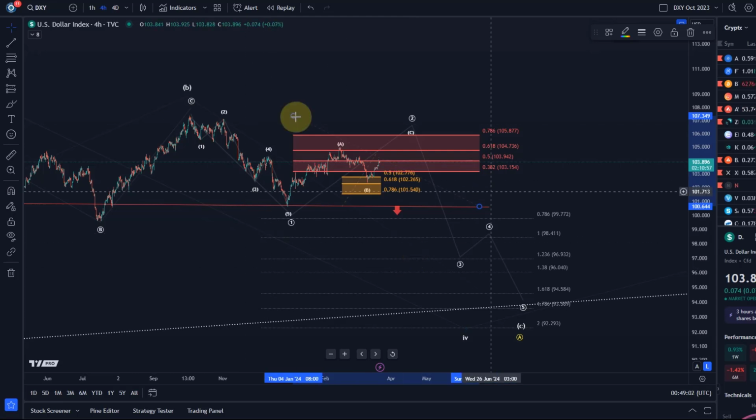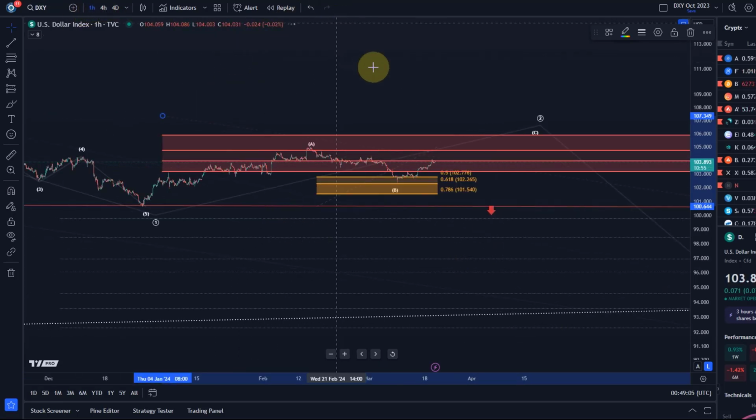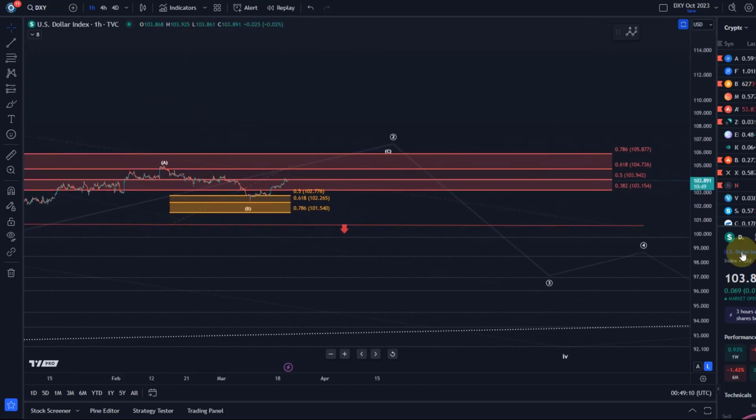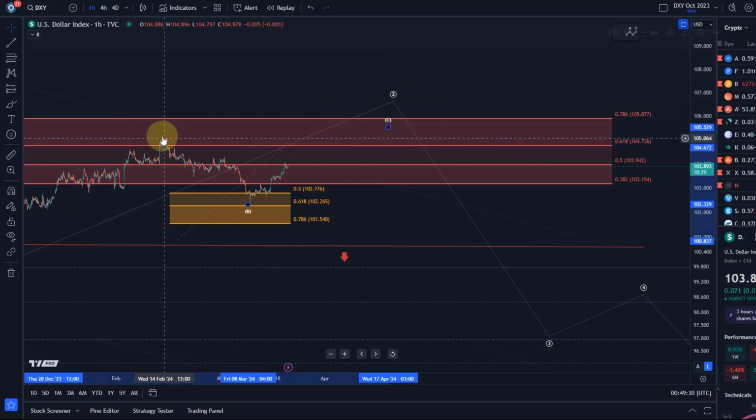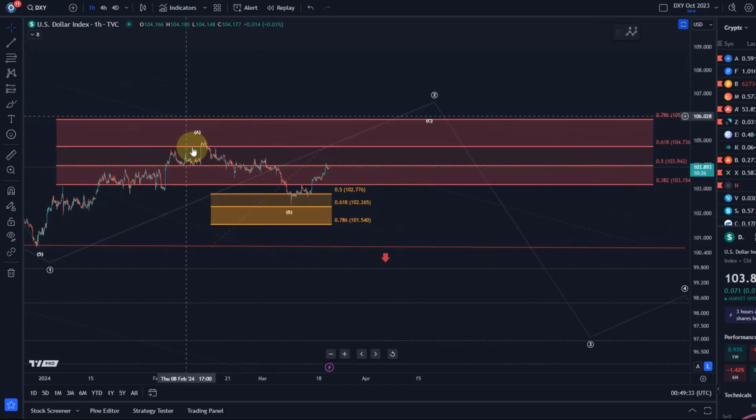Now is time to zoom in and take a look at the potentials, possibilities and probabilities of this structure. First of all, you see that the next resistance levels are $103.94, $104.73, and then $105.87. Above $105.87, as I said, this wave 2 gets far less likely, at least if we get a sustained break above it. I shared with you in the last video that if we get an extended wave 2, then we should see a bounce from there, which happened. This is the ideal range for that.